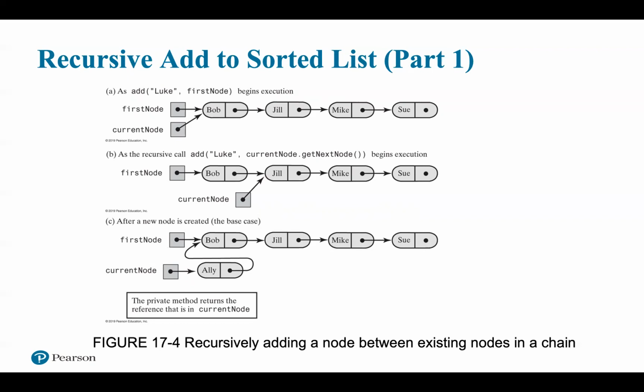Since Luke comes after Bob, another recursive call occurs, add(Luke, currentNode.getNextNode()). The argument is the reference to the chain's second node, the one containing Jill. This reference is copied to the parameter currentNode, as figure 17.4b depicts. Luke comes after Jill, so the recursive process is repeated again, and currentNode references the chain's third node, Mike's node, as shown in figure 17.4c. Luke is less than Mike, so no recursive call occurs. We are at the base case.